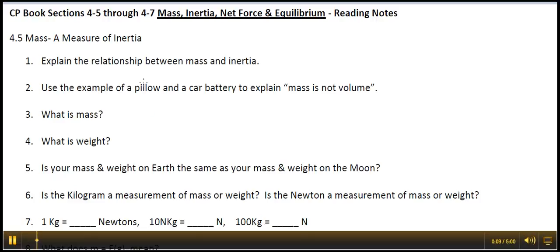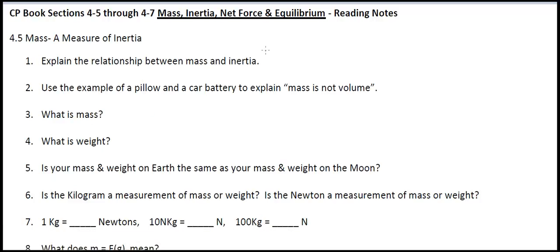Explain the relationship between mass and inertia. Mass is the measurement of inertia. Inertia is the resistance that matter has to changes in state of motion, and it can be measured in kilograms. So mass is matter, and matter is measured in kilograms.